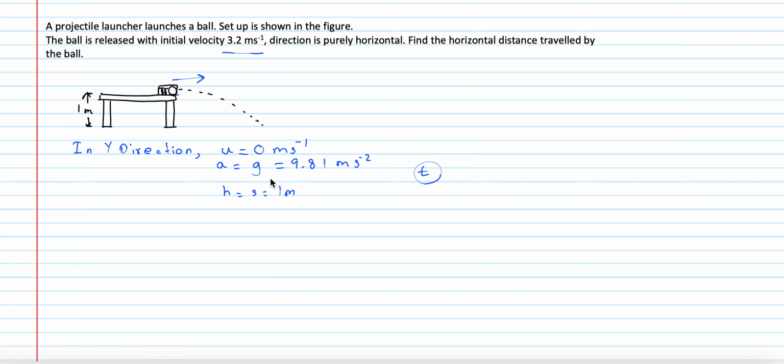Because in the y direction, there is an acceleration. However, in the x direction, we're ignoring resistance in this kind of setup. So in the horizontal direction, the velocity is going to be the same. Let's go back to the y direction. Let's use this one, s equal to ut plus half at squared. So u is going to be 0, so we just have half at squared. So here t will be equal to the square root of 2s over a.